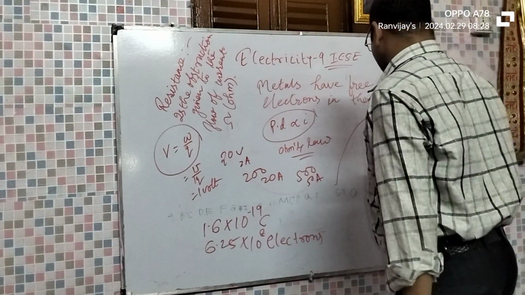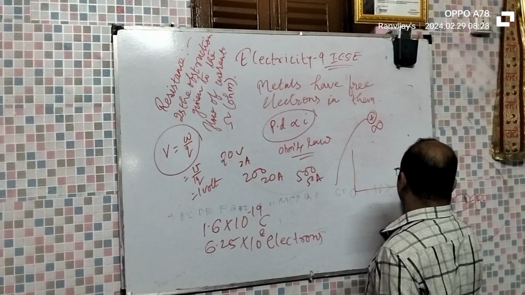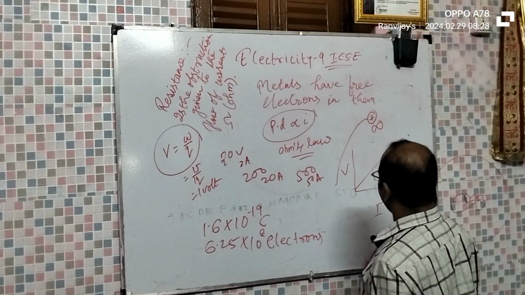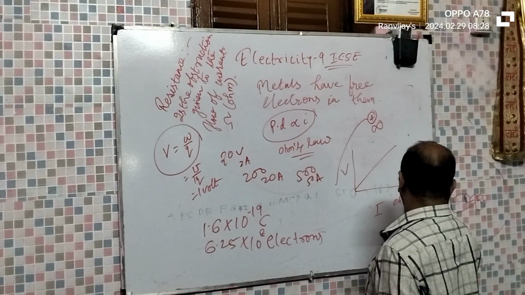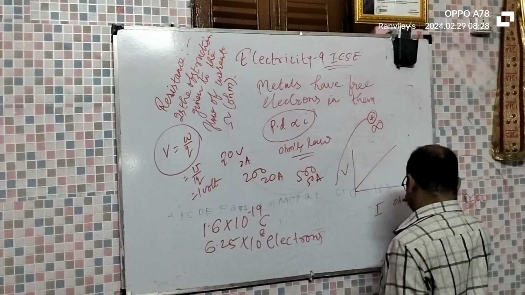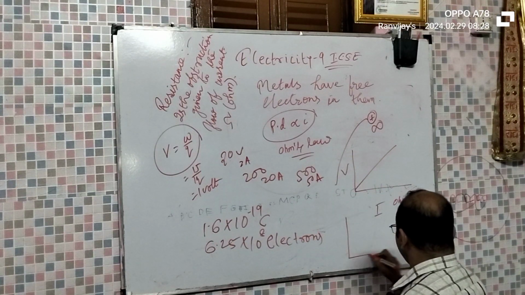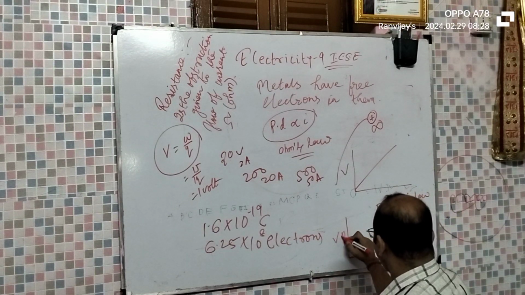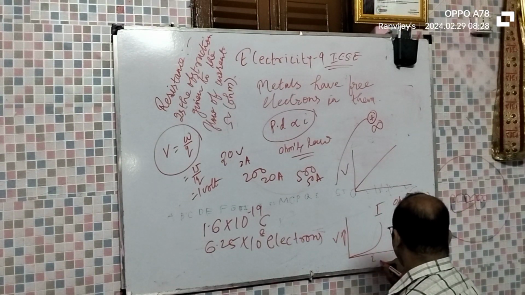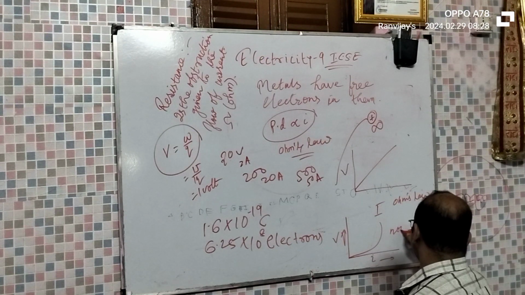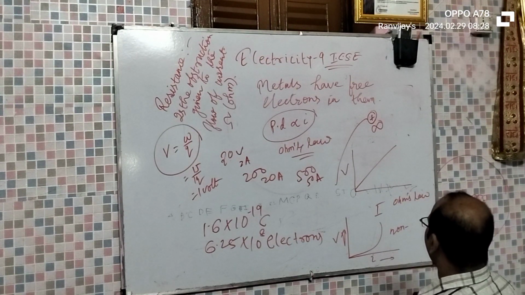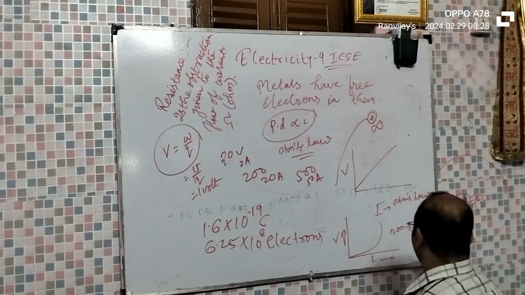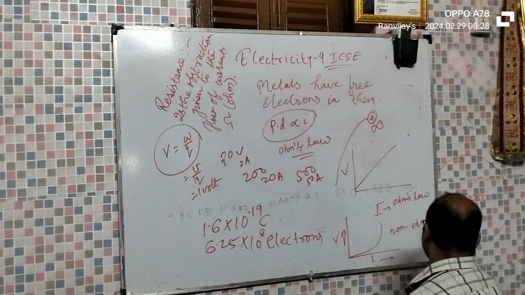Now let us make an ohmic conductor and a non-ohmic conductor graph. Suppose this is voltage and this is current. This is an ohmic conductor. It follows Ohm's law, generally metals. Now this is a non-ohmic conductor. Voltage is over here, current is over here. If they ask you to make a diagram of an ohmic conductor, then we have to make this diagram. And if they ask you to make a diagram of a non-ohmic conductor, then we have to make the second diagram.